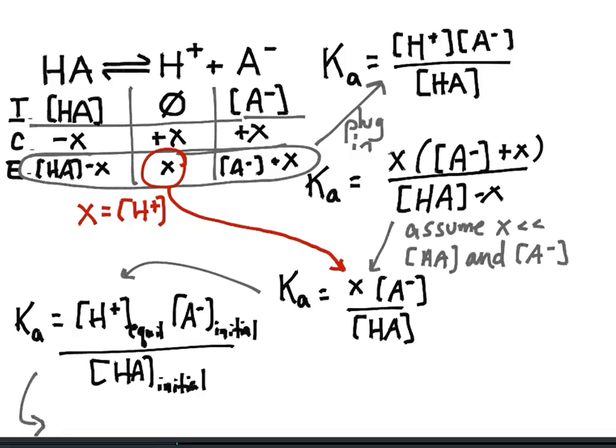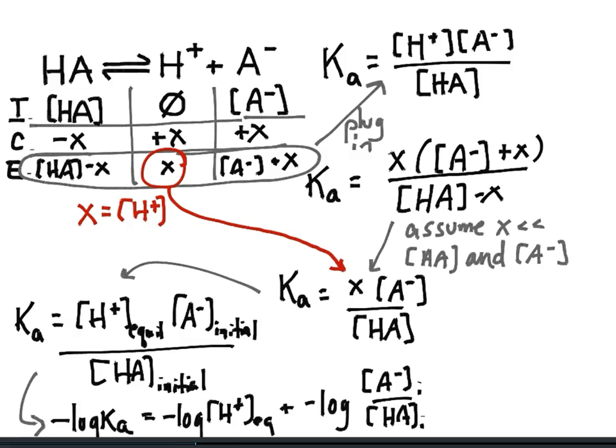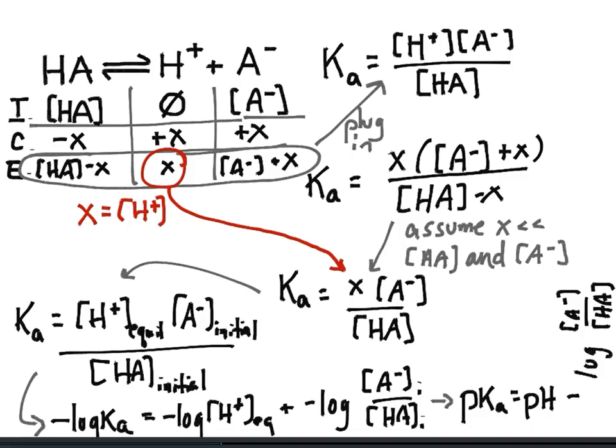So now, if I remember that the lowercase p represents negative log. So if I do negative log of Ka equals negative log of H plus minus the log of A minus over HA, then you end up getting pKa equals pH minus the log of A minus over HA, which rearranges to the Henderson-Hasselbalch equation, which is pH equals pKa plus the log.